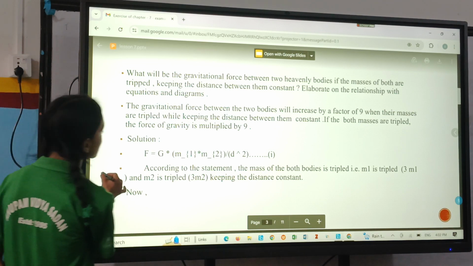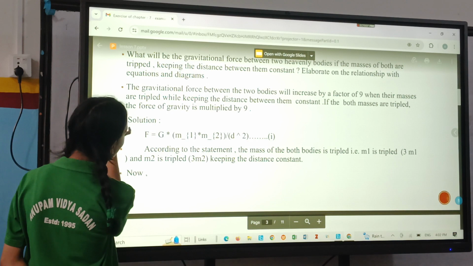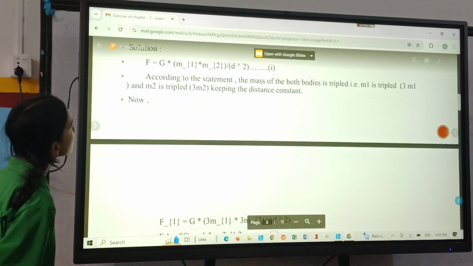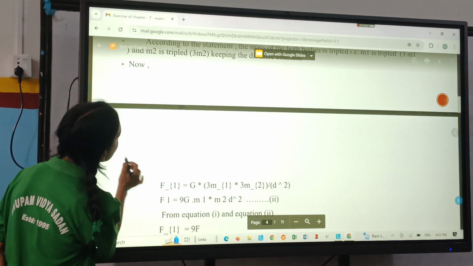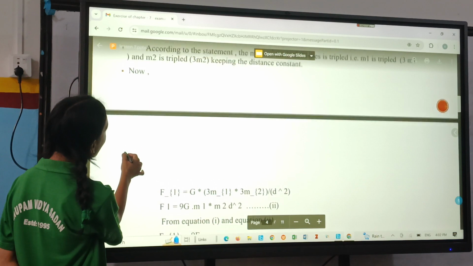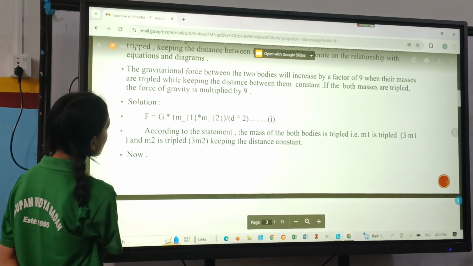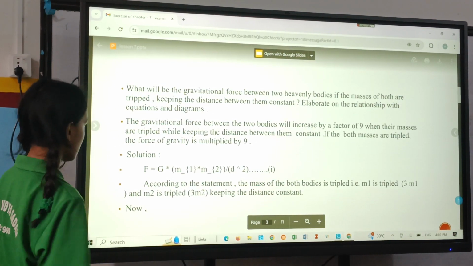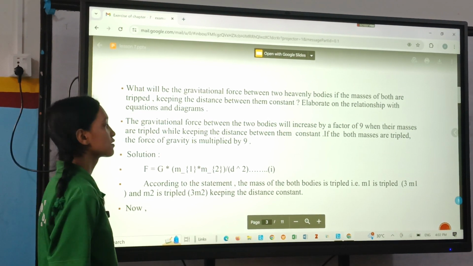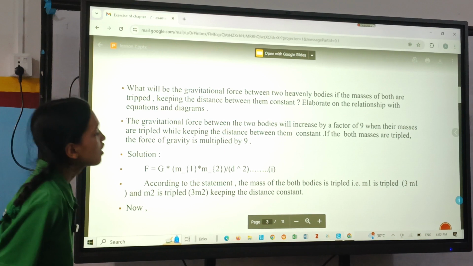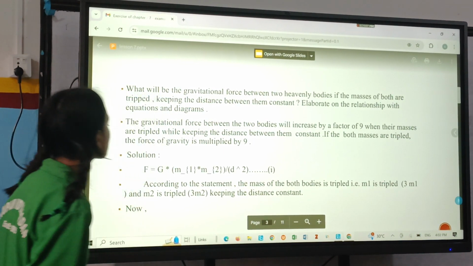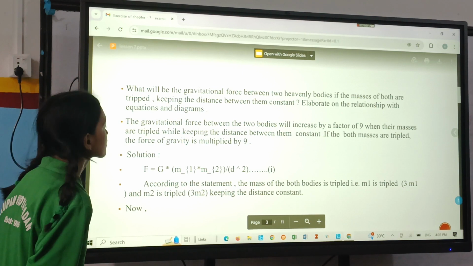So here is the equation. F is equal to G times m1 into m2 by d square. According to the statement, the mass of both bodies is tripled. That is, m1 is tripled to 3m1 and m2 is tripled to 3m2, keeping the distance constant.